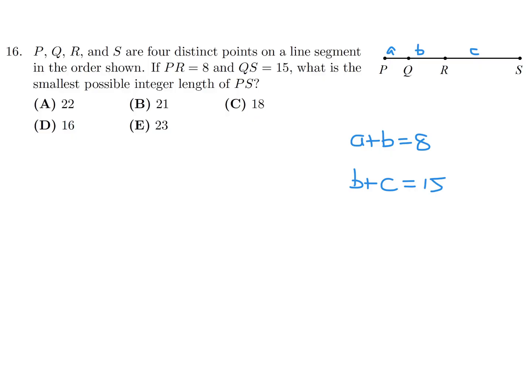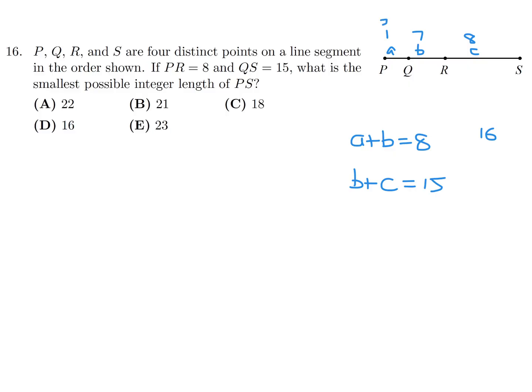Okay, is this done by inspection, or is it a system of equations? Because we've got 3 variables and we only have 2 equations. So I think it's done by inspection. So let's just see. If I made this 1, this would be 7, and then this would be 8, and therefore the full length would be 16.